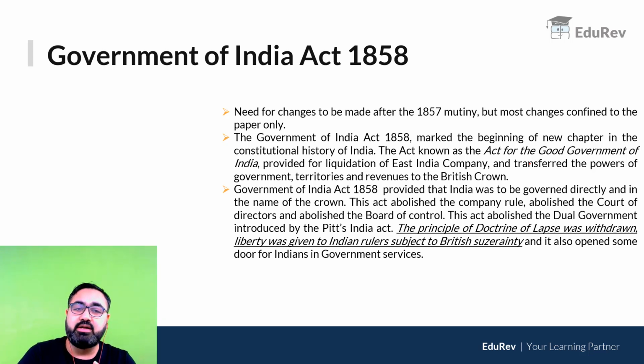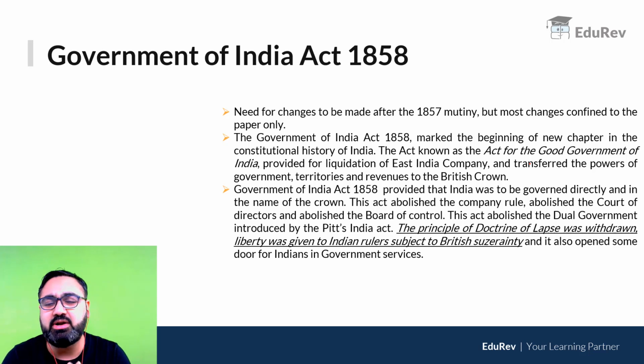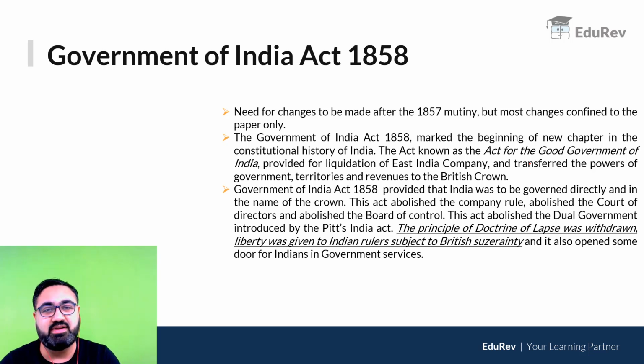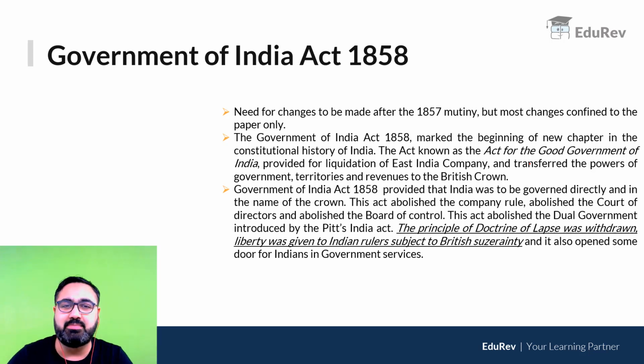The 1857 revolt happened due to various reasons. The biggest reason, why Awadh was against the British and why Rani Lakshmibai was against the British, was the doctrine of lapse. The doctrine of lapse, which you read in modern history, under which if the king does not have his own real son, his property would be taken away by the British. The doctrine of lapse was withdrawn.